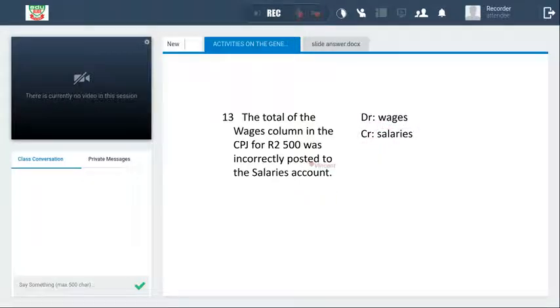So now, how do you know what happened to the salary account? Because it's a payment, it's an expense. The total of this wage is an expense. So we always debit an expense. So the expense that was supposed to be debited was wages, but it means that we mistakenly debited the salaries account. So we have to debit the right account, wages, and credit back the salary account. That's correction of wrong entry.